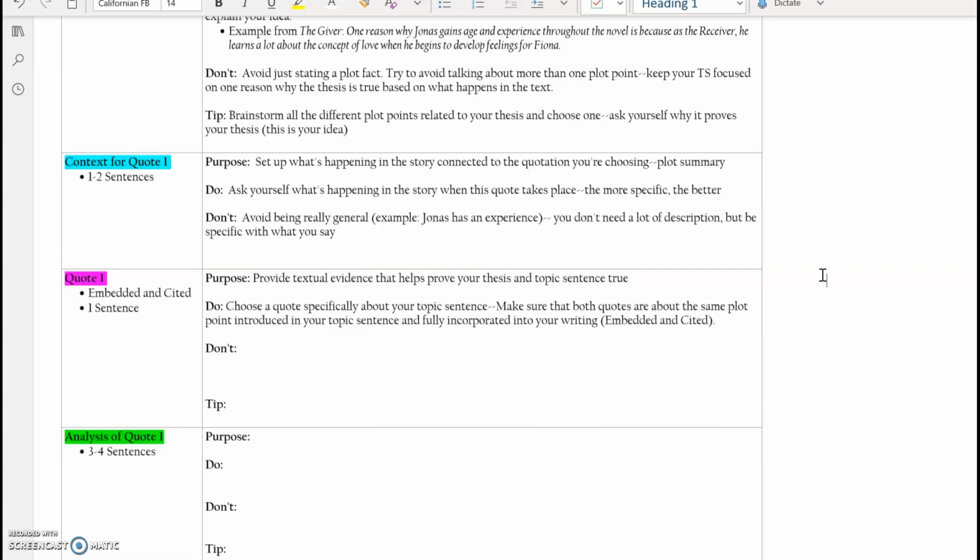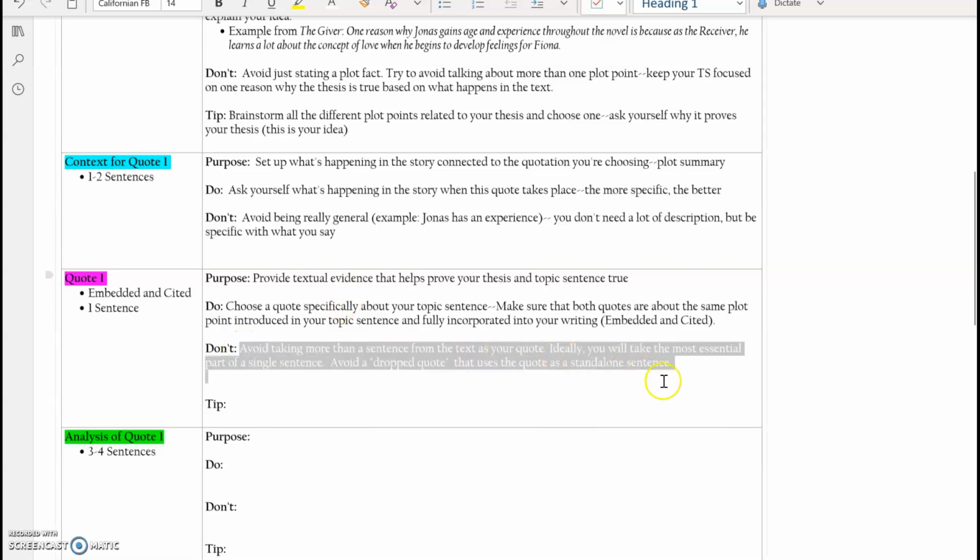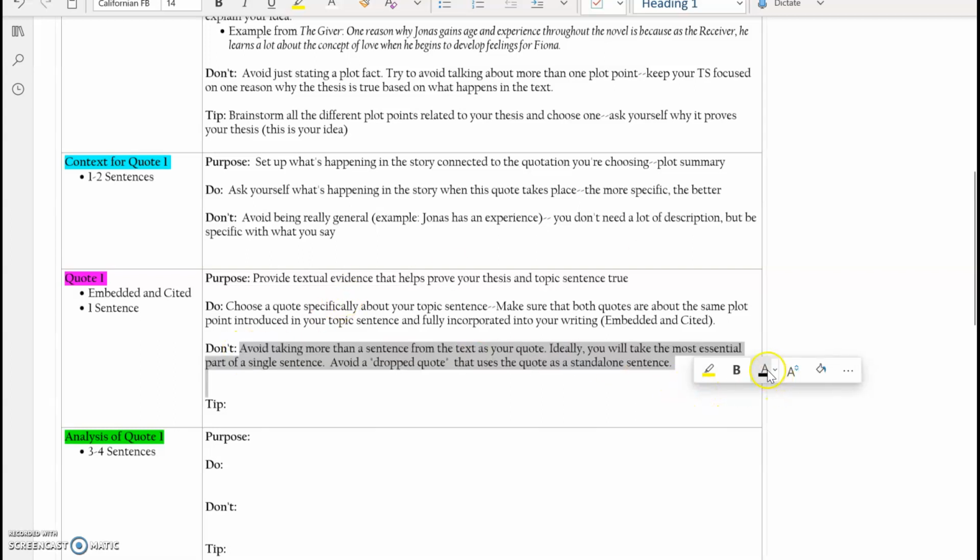We'll do more info on embedding, but basically we're incorporating a part of the quote into our own writing. For our don'ts, this is addressing some of the elements with the embedding process. It's okay when you're pulling a quote to pull a full quote, but when you're going to embed it, you're only going to embed a piece of it. You want to avoid taking more than one sentence from the quote. Ideally, you're going to take the most essential part of the sentence, typically between 10 and 20 words max.